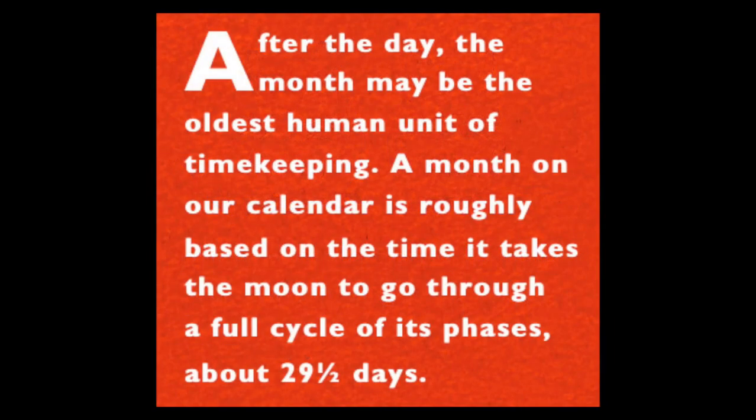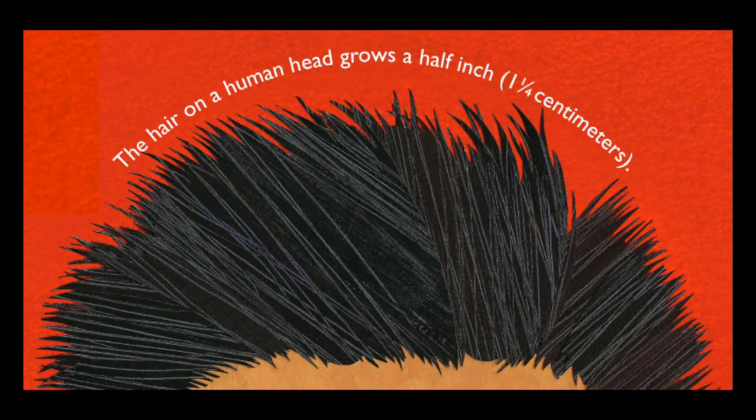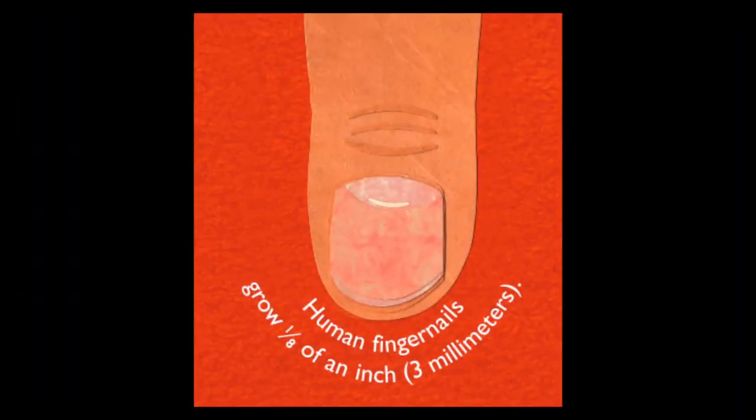After the day, the month may be the oldest human unit of timekeeping. A month on our calendar is roughly based on the time it takes the moon to go through a full cycle of its phases, about 29.5 days. In 1 month, 84,000 new books are published. The hair on a human head grows a ½ inch. In 1 month, human fingernails grow 1/8 of an inch.